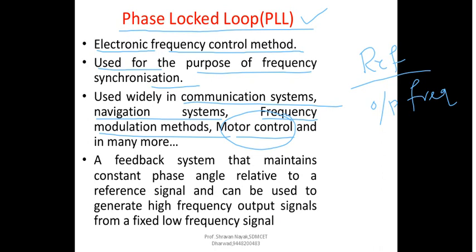Now let us go into the very definition of the PLL, right. A feedback system that maintains a constant phase angle relative to a reference signal, and it can be used to generate high frequency output signals from a fixed frequency or fixed low frequency signals. This is the general definition. It's a feedback system that is basically meant to maintain a constant phase angle relative to a reference signal, right? So this is the basic definition of what a PLL is, right?